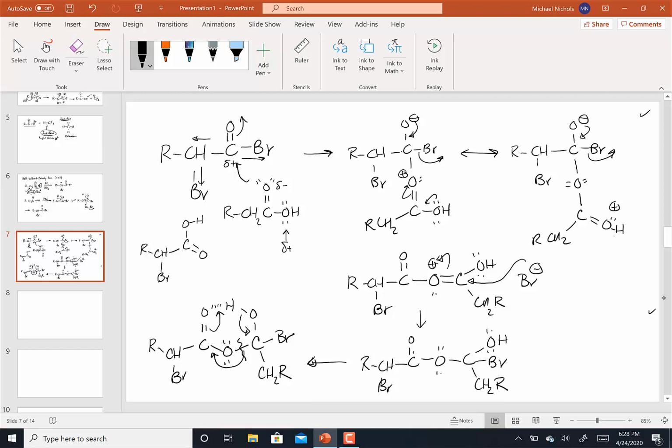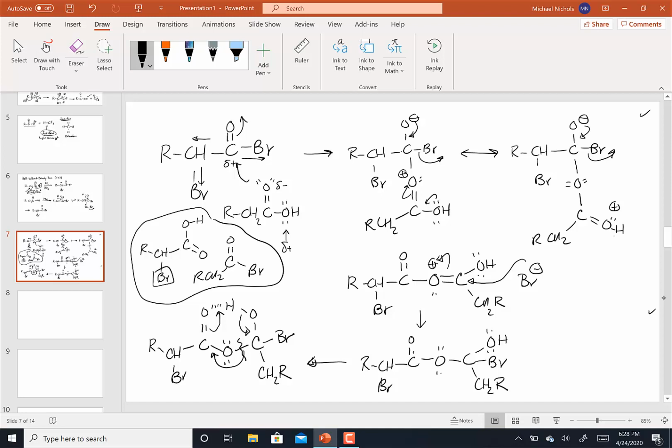On the other side, I'm going to end up with the carbonyl carbon, a CH2R group on one side, and the acid bromide on the other. So I'm going to end up forming the carboxylic acid that's been brominated, and I'm going to end up then with the acid bromide on the other side.